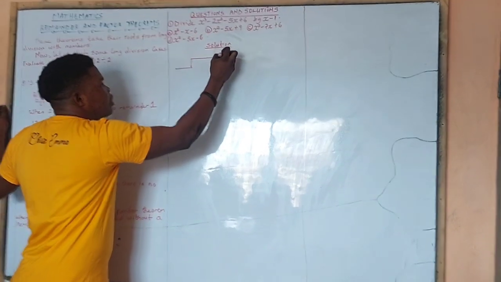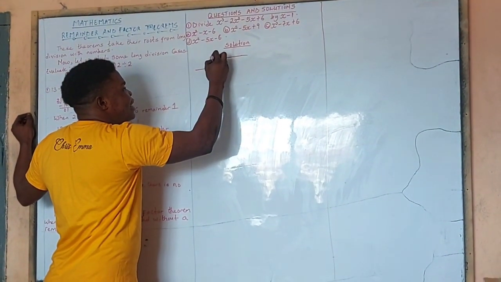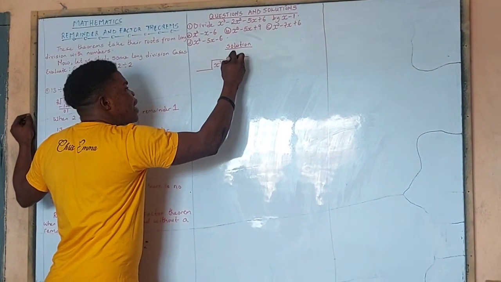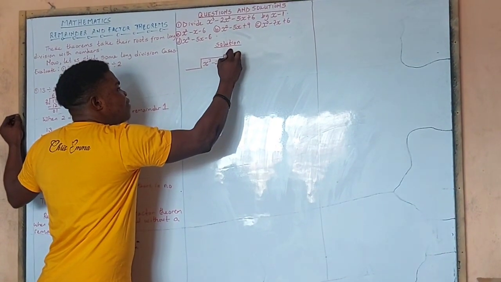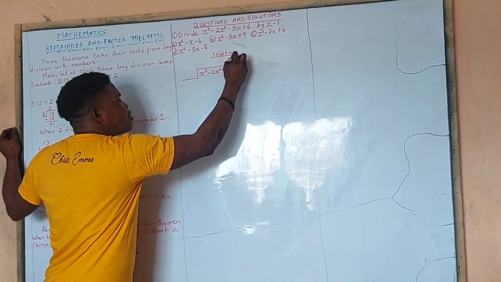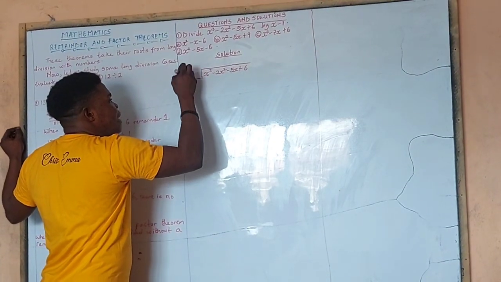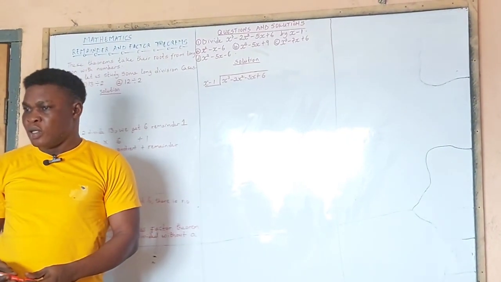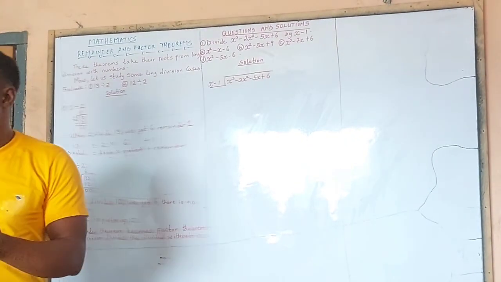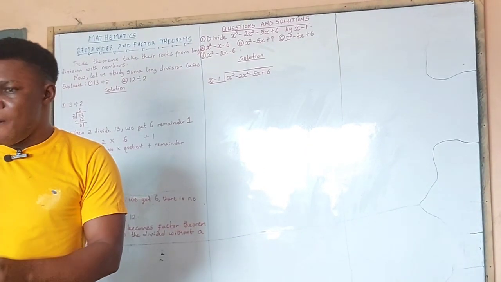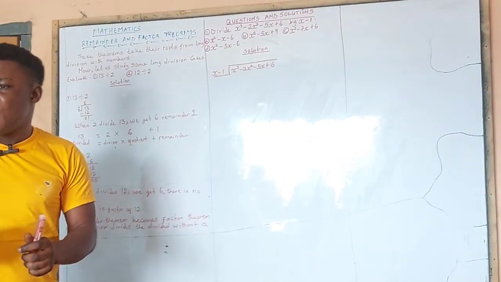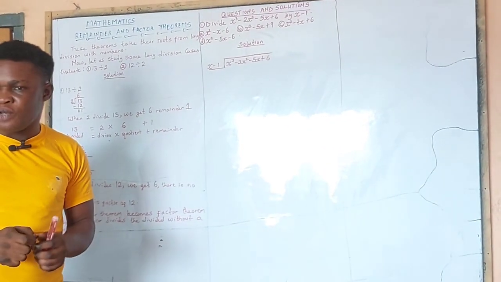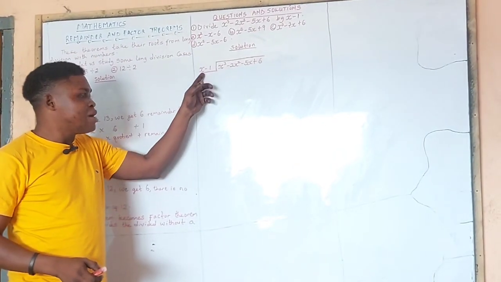Now I'm using the long division method. This is going to be my dividend, what I want to divide: x cubed minus 2x squared minus 5x plus 6. My divisor will be x minus 1. The question says I should divide x cubed minus 2x squared minus 5x plus 6 by x minus 1. This is our dividend and this is our divisor.